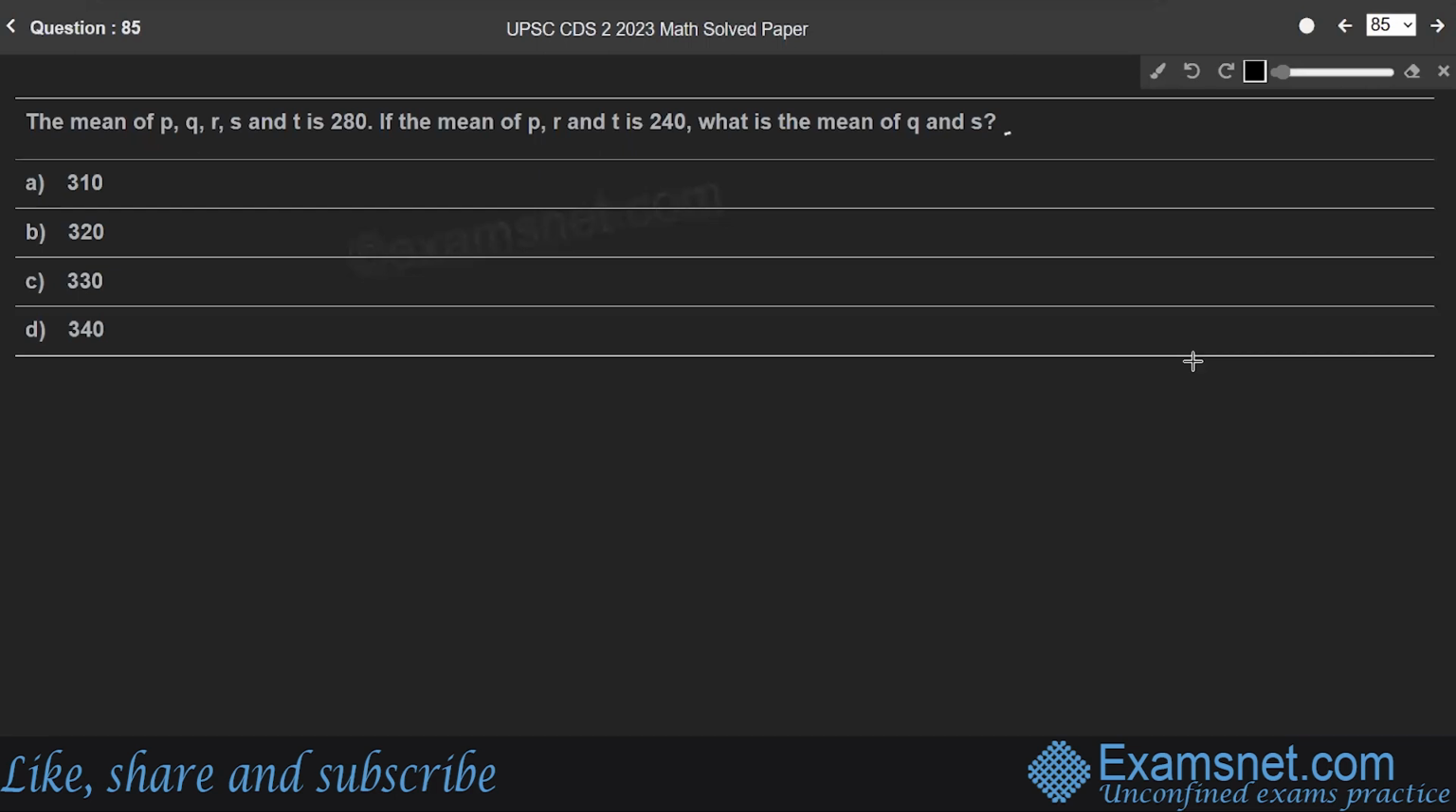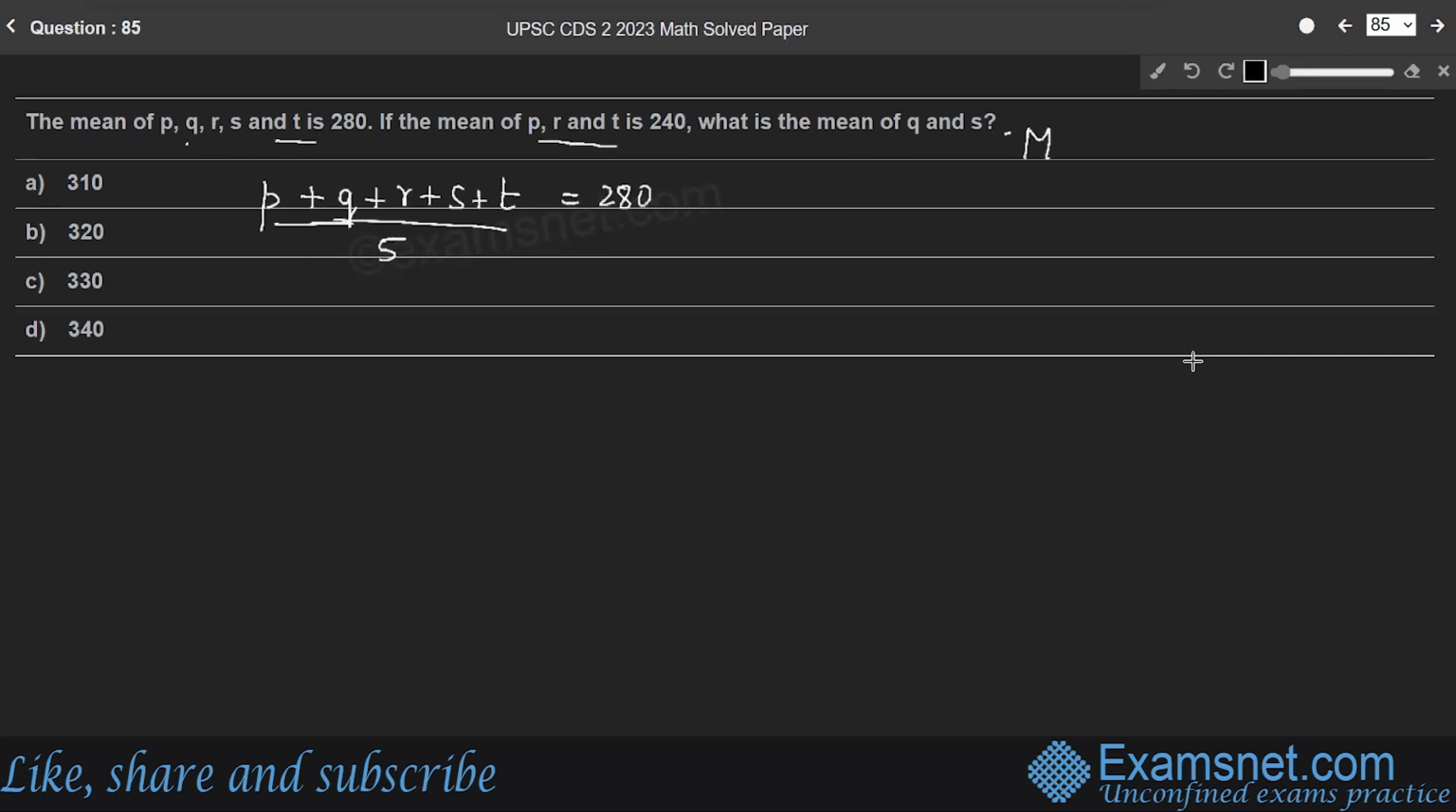Question 85. The mean of P, Q, R, S and T is 280. The mean of P, R and T is 240. What is the mean of Q and S? So the mean of 5 numbers is P plus Q plus R plus S plus T divided by, how many numbers are we considering? 5, right? It is equal to 280.